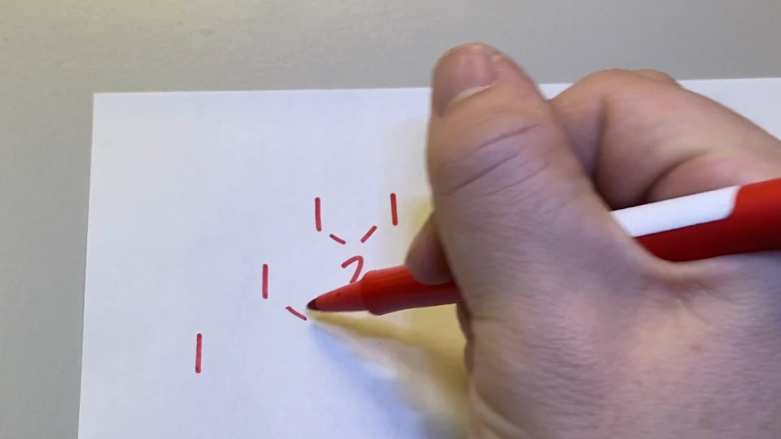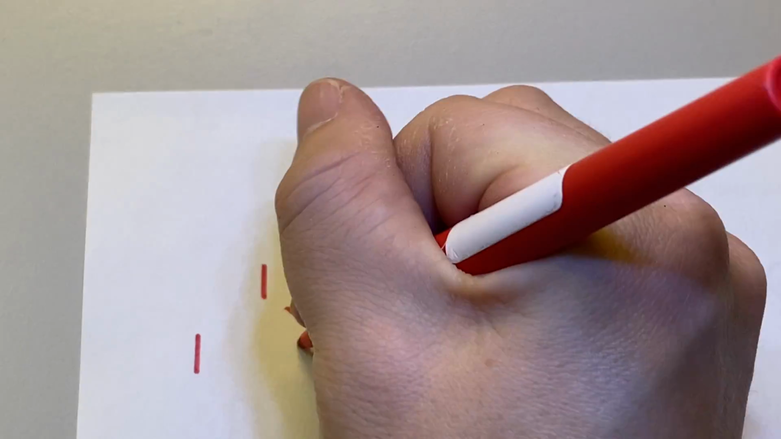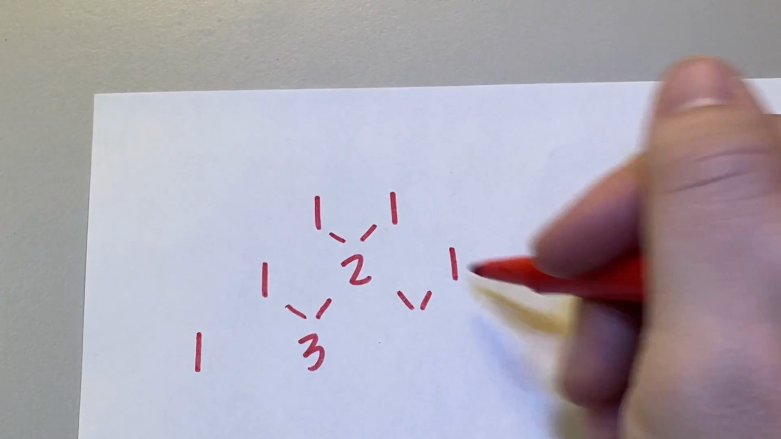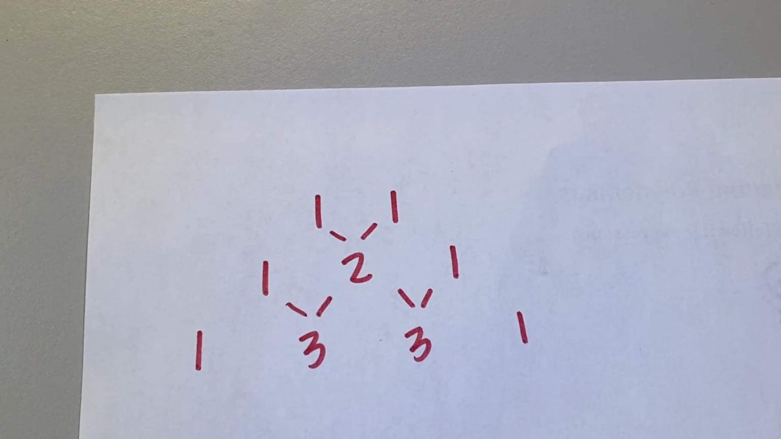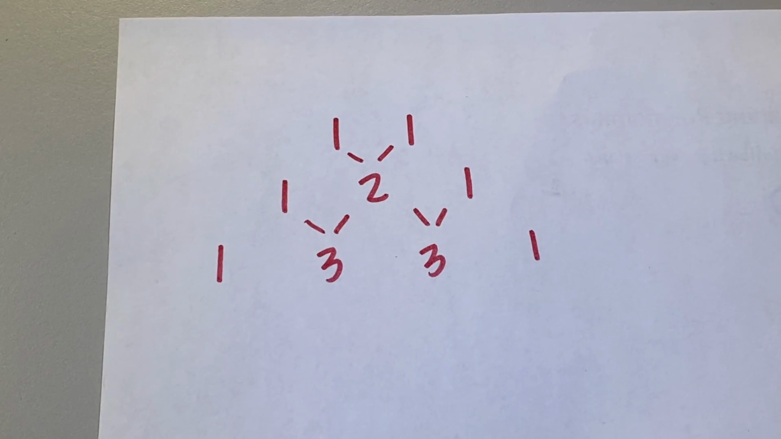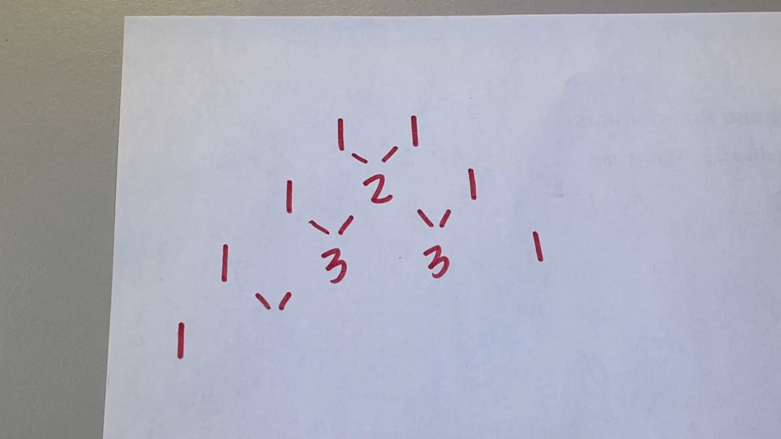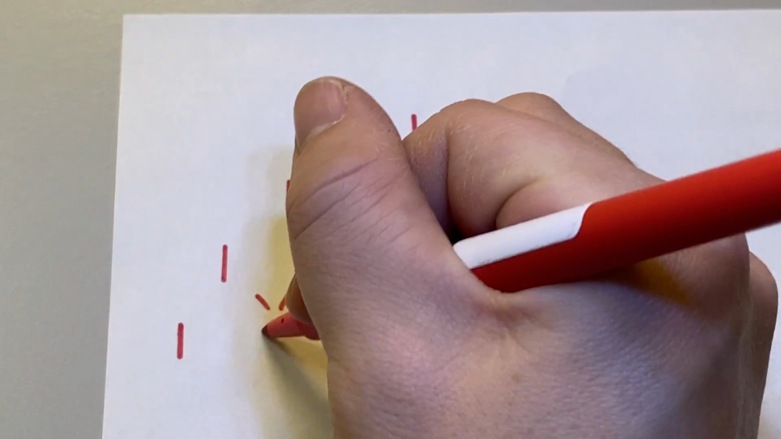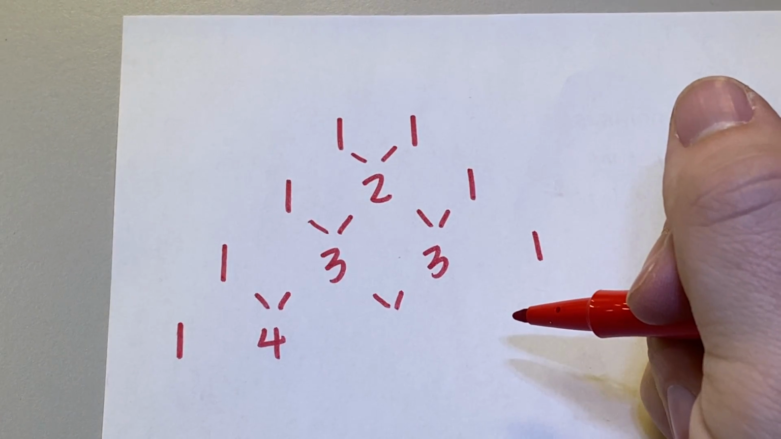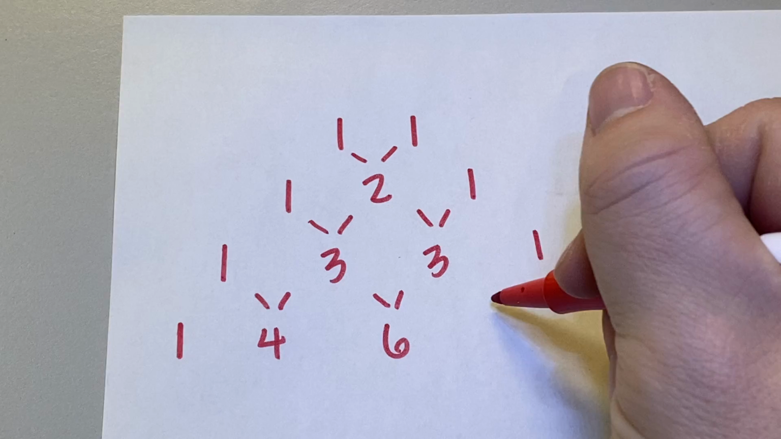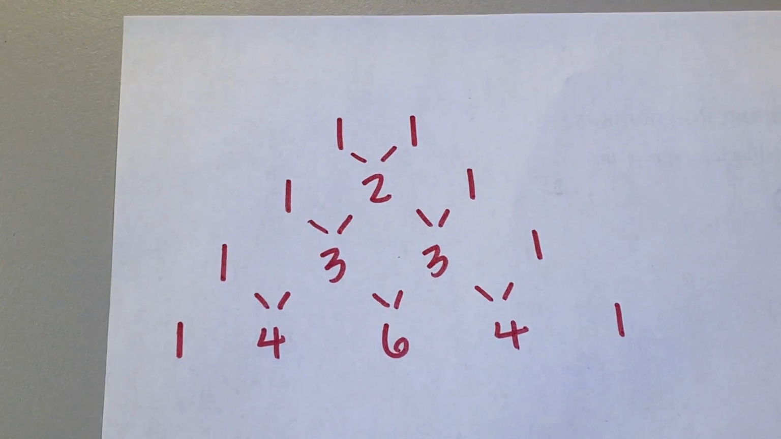Start with a 1. Add those 2 numbers. What's going to come next? What's 1 plus 2? Beautiful. Add those 2 numbers. Again, what's 2 plus 1? And finish off with another 1. Okay, let's keep following this pattern. Start with a 1 again. Add those two numbers. 1 plus 3? 4. 3 plus 3? 6. 3 plus 1? 4. And finish out with a 1.